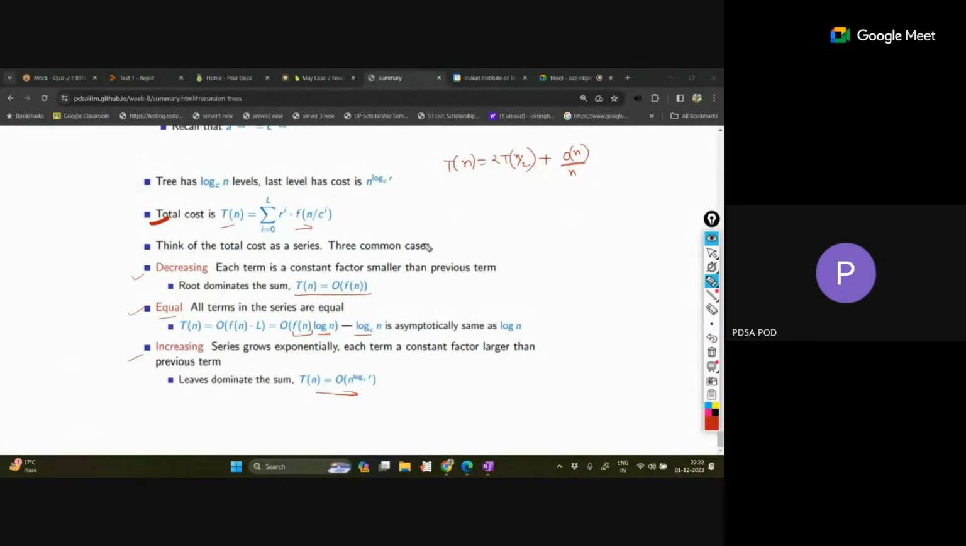So how can we figure out the complexity? You can create a recursion tree for this. What you can do is start from Tn.